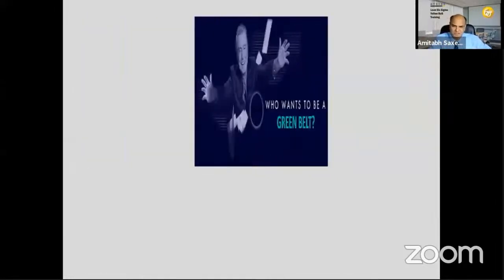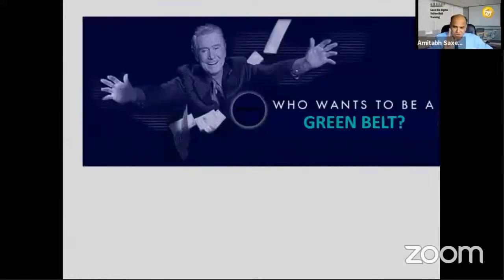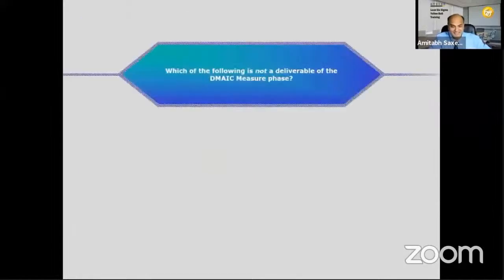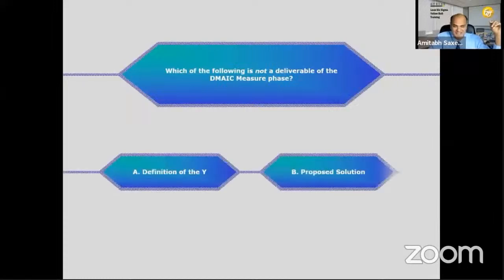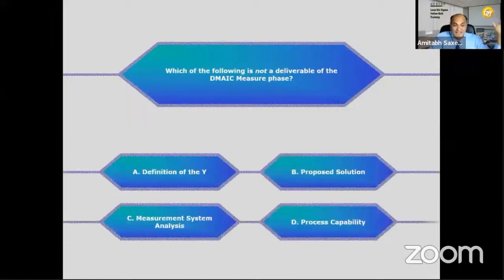Now, let me do this. So, ladies and gentlemen, welcome to Who Wants to Be a Green Belt? And you are going to win. Let's play. Here we go. Tell me, which of the following is not a deliverable of the DMAIC phase? A right answer will give you $10,000. A wrong answer, I'm sorry, will not give you anything. Okay, tell me, what is the right answer for this question?